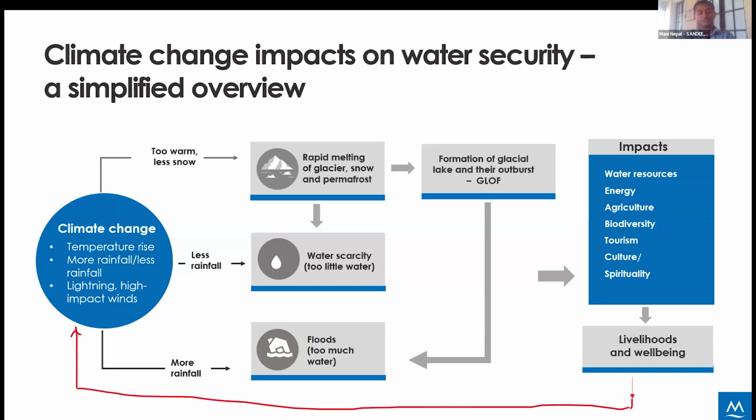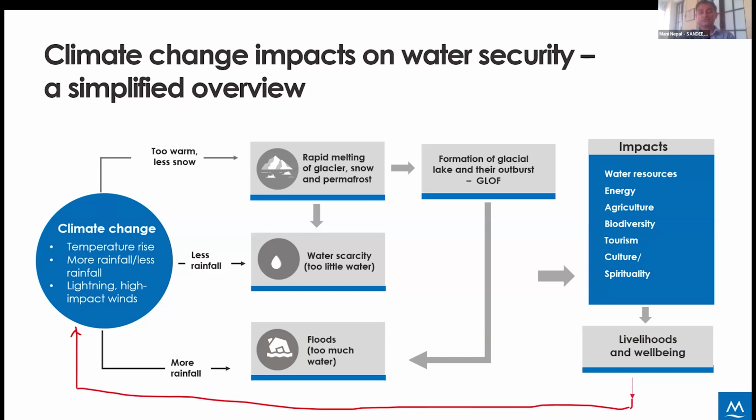Our region is very much like that, and we see all these three kinds of combinations in the region. In some places we get less snow, ice melting, and then resulting glacier lake outburst floods, or a very long dry season, which is a drought, and also a lot of flooding in the region.